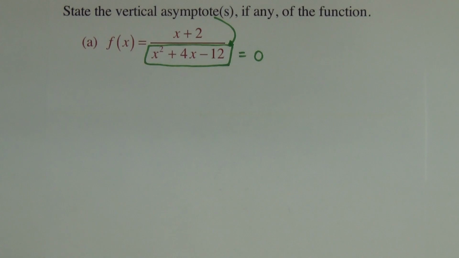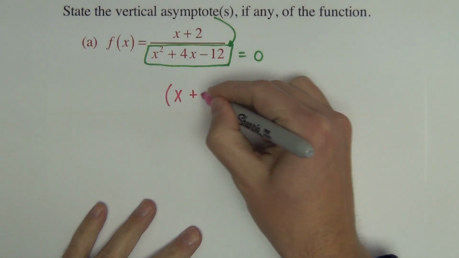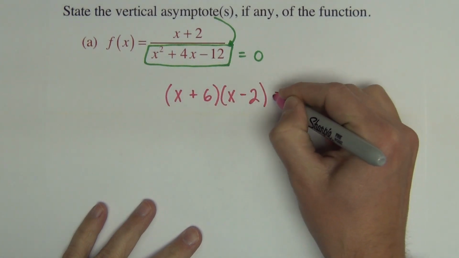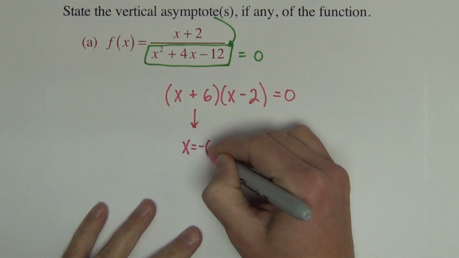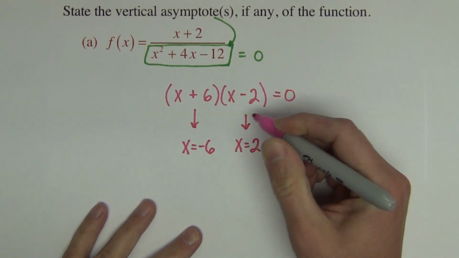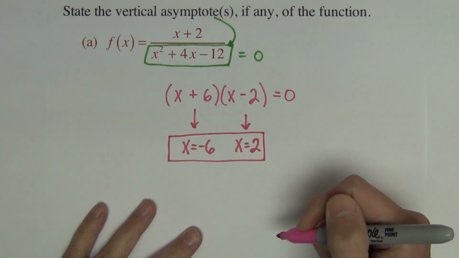And so I'm going to take my denominator and re-express it in a factored form. x plus 6, x minus 2, set it equal to 0, would solve to give x equals negative 6 and x equals 2. And those are the vertical asymptotes.